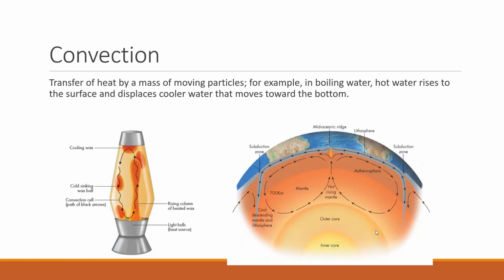So the way the rocks move within the mantle is through this process of convection. We will come back to convection multiple times. It's also important when we talk about weather. So convection is a transfer of heat by moving particles. So for example, boiling water. Hot water rises to the surface. It will displace the cooler water that was at the surface that then gets pushed towards the bottom where the heat is. And so we will move heat through the boiling pot of water.